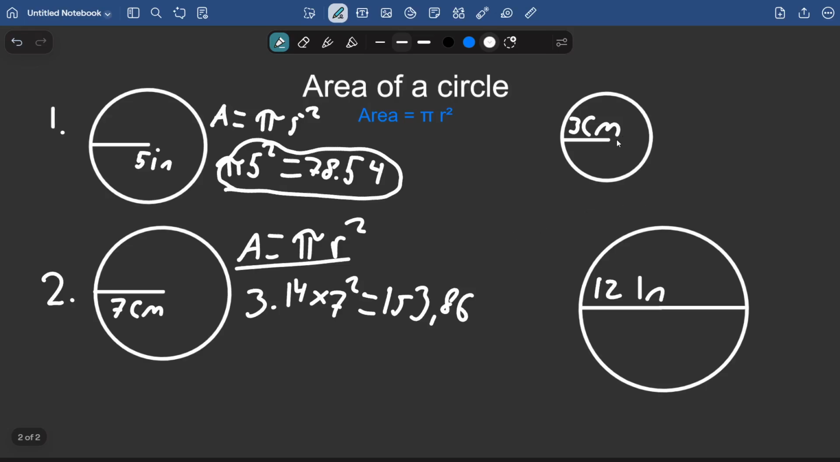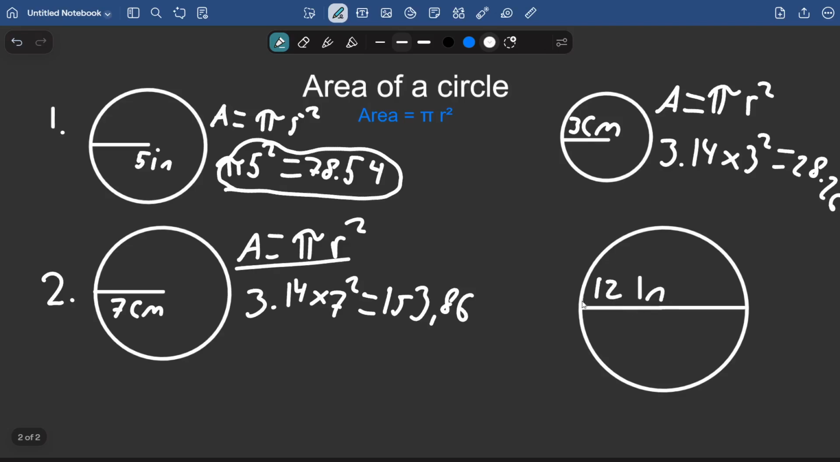This time we have a bit smaller circle. It's still going to be the same. Just gonna write the formula again. Area equals pi times radius squared. And the radius of this circle is 3 centimeters. So we're gonna do 3.14 again times 3 squared. Should equal 28.26. Like this.